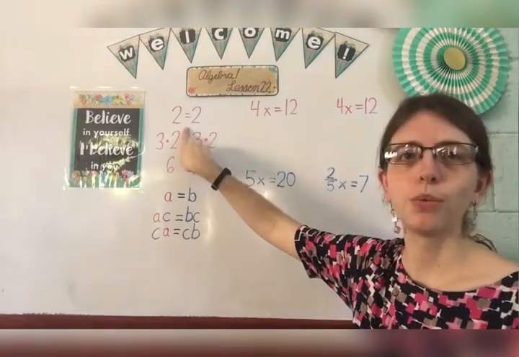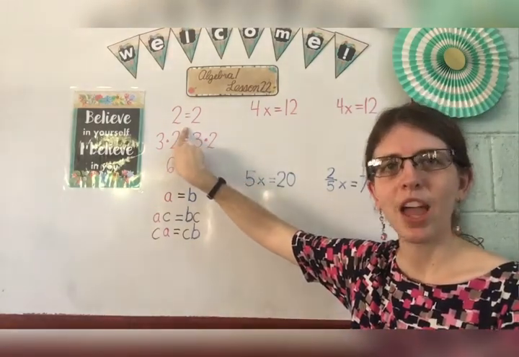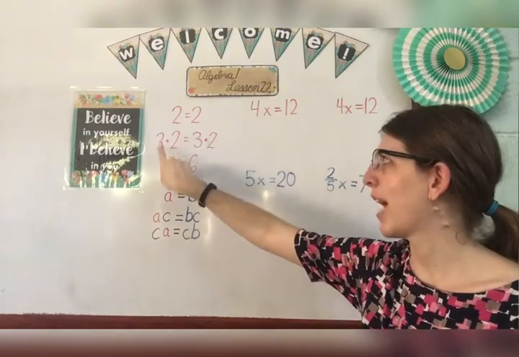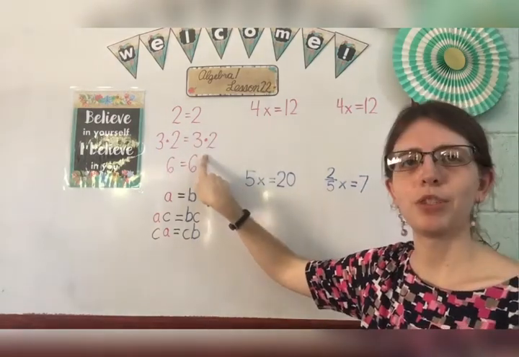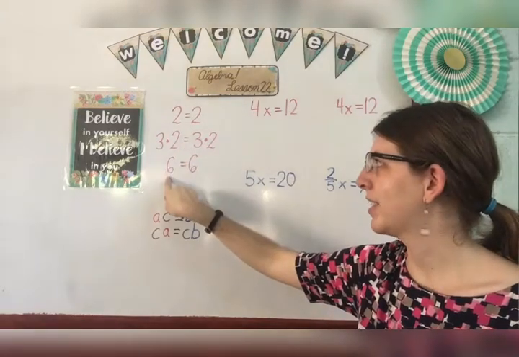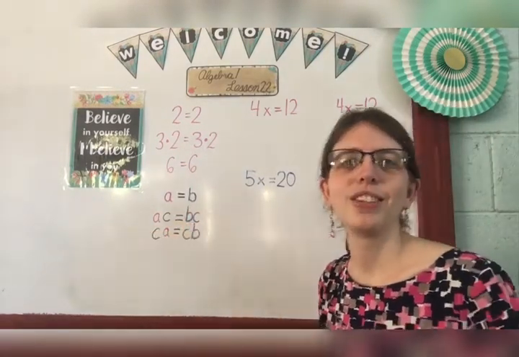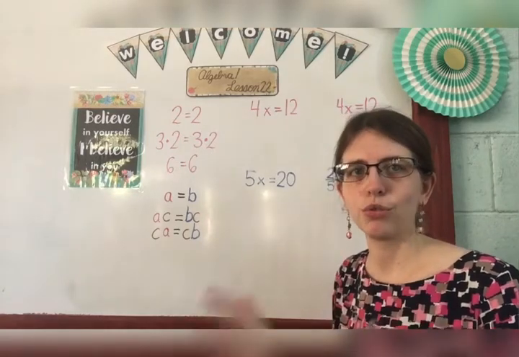2 equals 2. We know that this is a true statement. What if we multiply both sides by 3? So I have 3 times 2 and 3 times 2. Well, I get 6 on this side, I get 6 on this side. I get the same answer, logically. So that means that it's still a true statement.